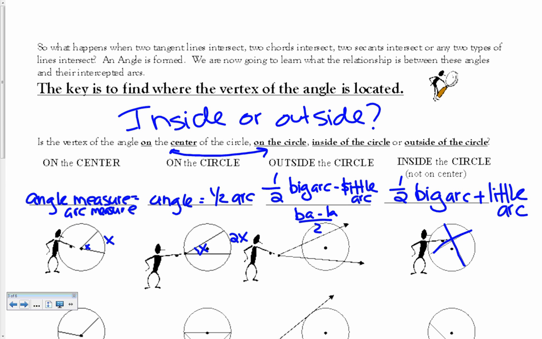All right, so those are our new formulas. We've already learned about angle measure equaling the arc measure. We already learned that an angle on the circle is 1/2 the arc. So when they cross on the outside, it's 1/2 of the big arc minus the little arc. When they cross on the inside, it's 1/2 of the big arc plus the little arc.